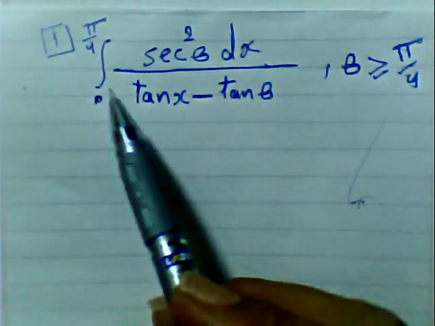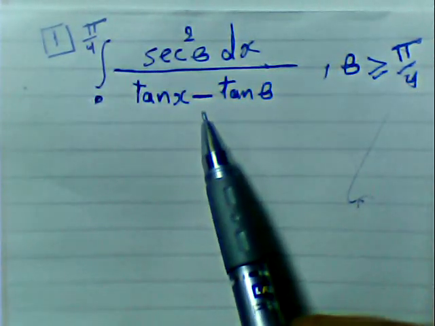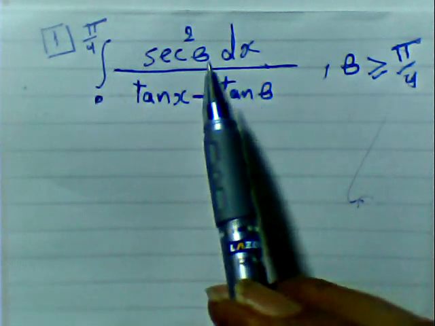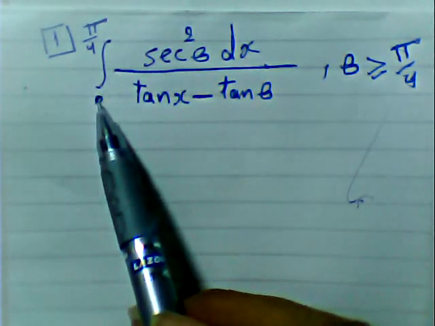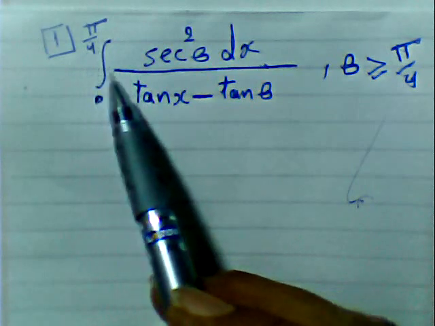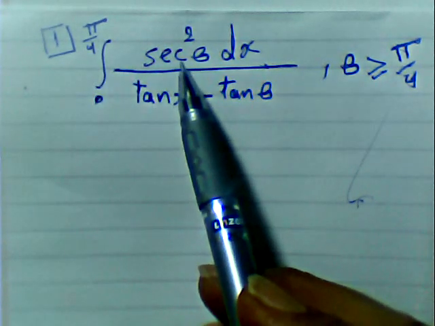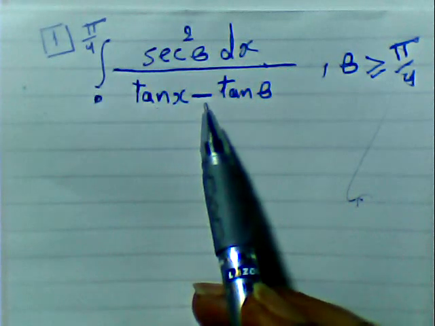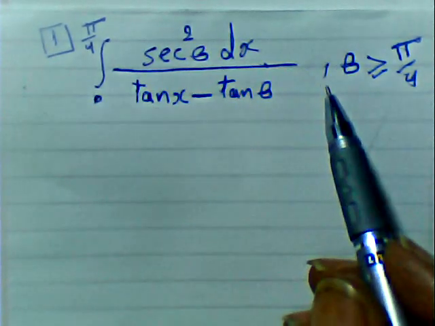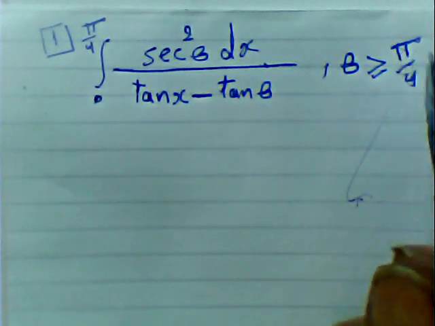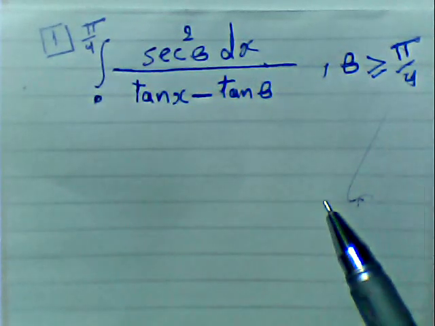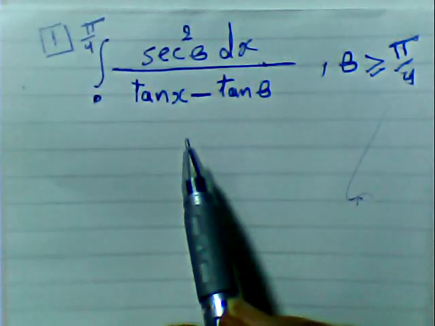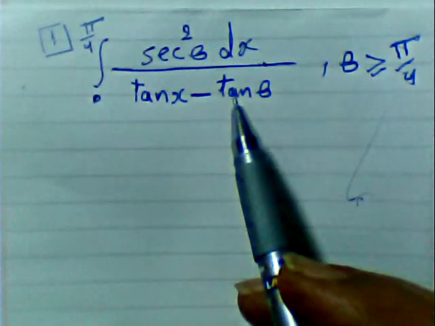When learning how to make the integral, an important function is like this: the integral from 0 to pi over 4 of sec squared theta dx over tan x minus tan theta, and theta bigger than pi over 4. This is a very important integral. We note something.